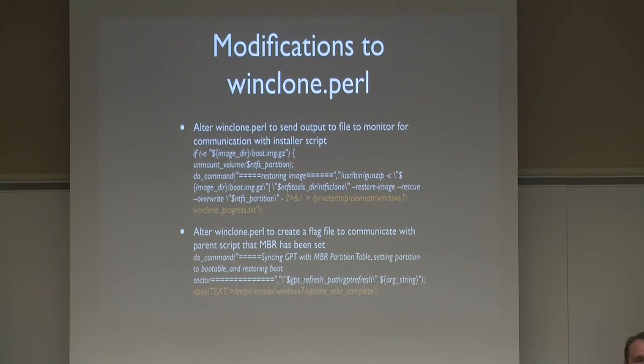WinClone was luckily already built to output what percentage it was at as it's going through the process, so we just tacked into that, so I can then feed that into a nice pretty GUI for the user saying, your cloning is 2% done. It is 3% as it progresses along. So that's just tracking what's going on with that. The second flag, and this is a very interesting piece.